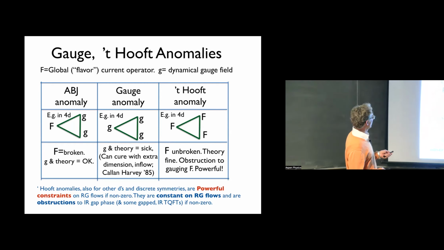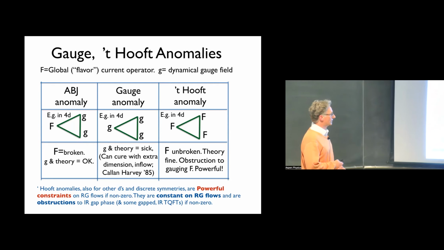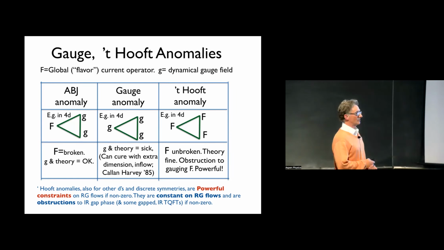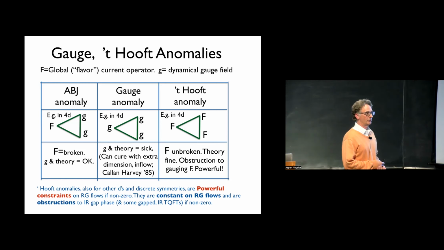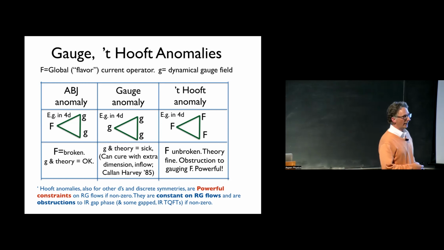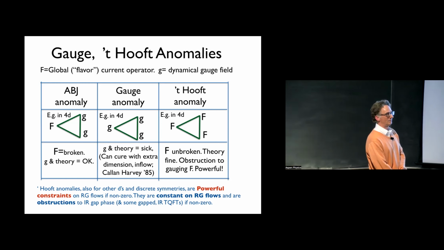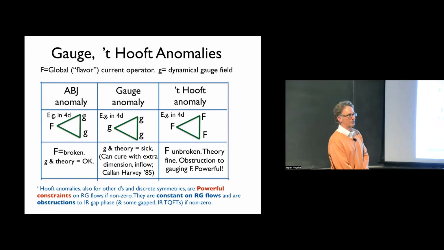Okay, so the question was, why do 't Hooft anomalies have to be constant? Actually, 't Hooft's original argument was we could add some spectator fields and then gauge the symmetry group and decouple the spectator fields. And all of that sounds like it might have some loopholes, because maybe the spectator fields don't exactly decouple or something like that.